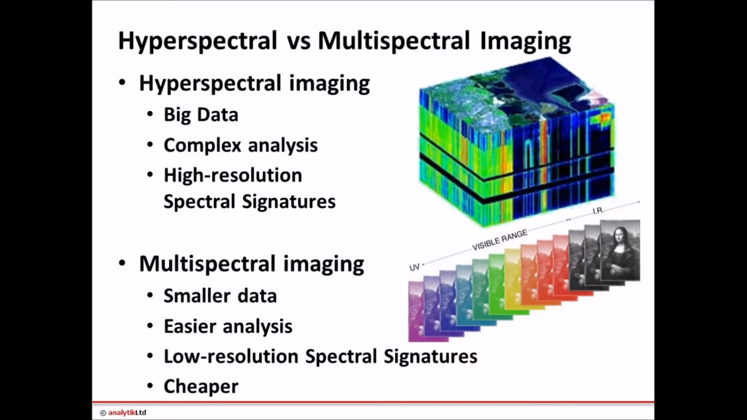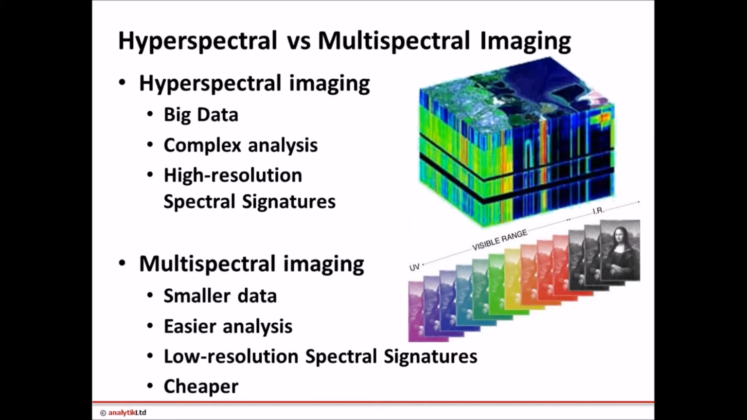In hyperspectral imaging, you do get these very high resolution spectral signatures. You get all this data, and that's absolutely fantastic. You can retrieve a lot of analysis from there. And in multispectral imaging, you've got much lower resolution spectral signatures.